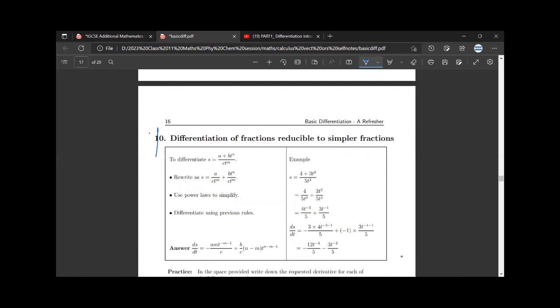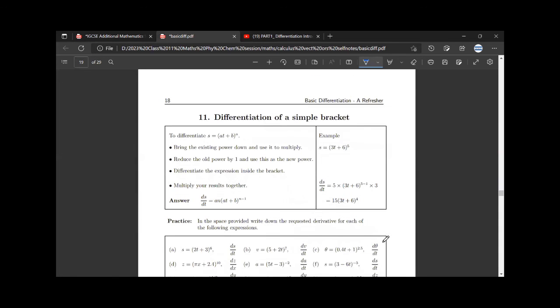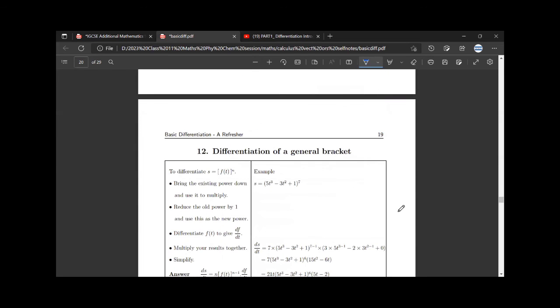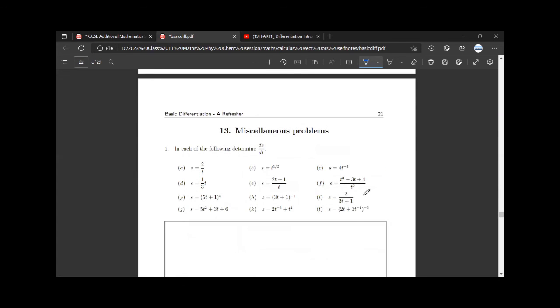You can ignore this formula. 10th you can ignore. Maybe 11th also you can ignore. This would be a bit tricky. If you want to do it, you can, but it is a bit tricky. You can ignore 12th also. These are miscellaneous formulas. We don't have to do this.